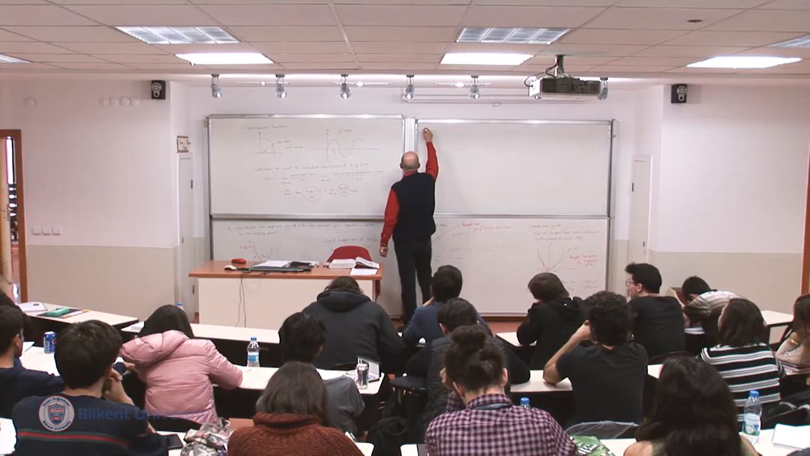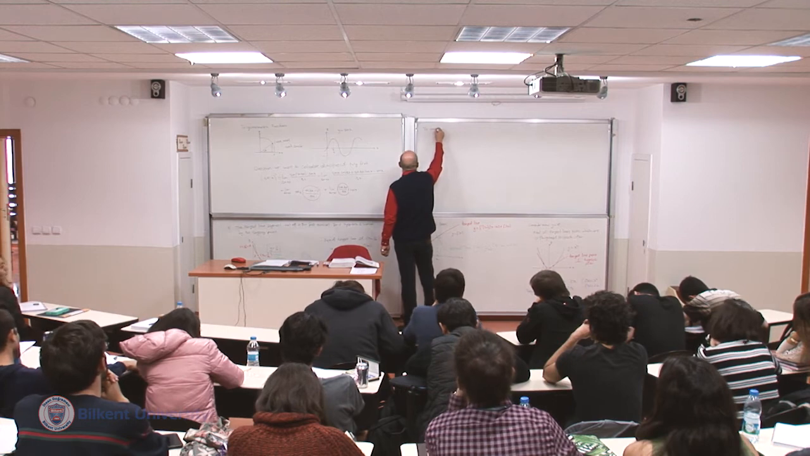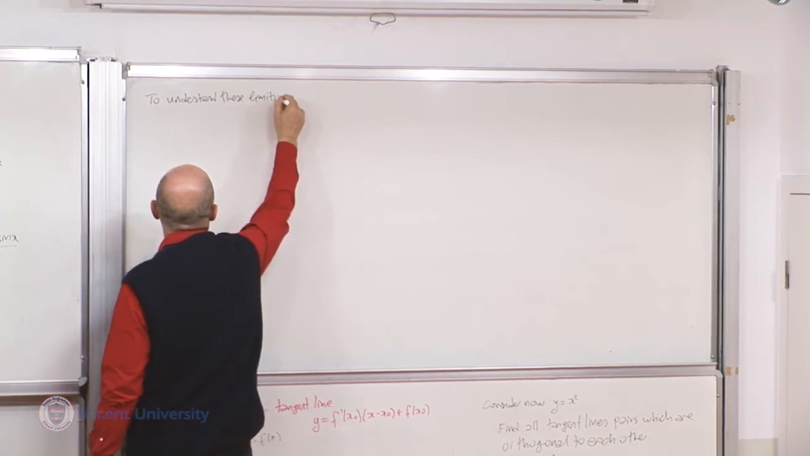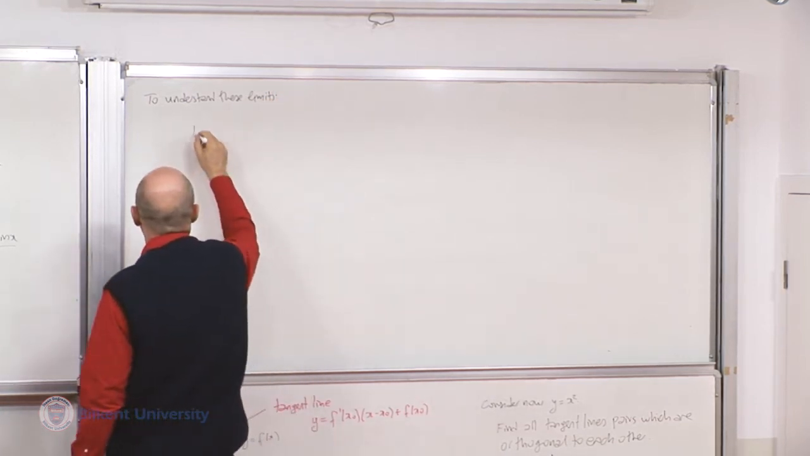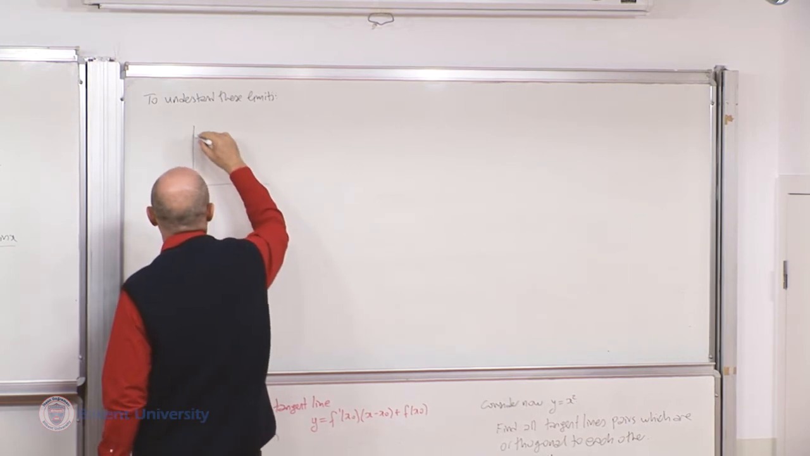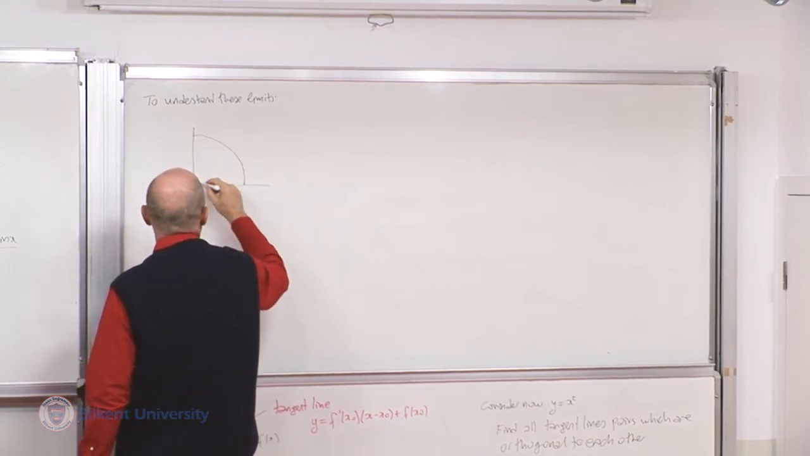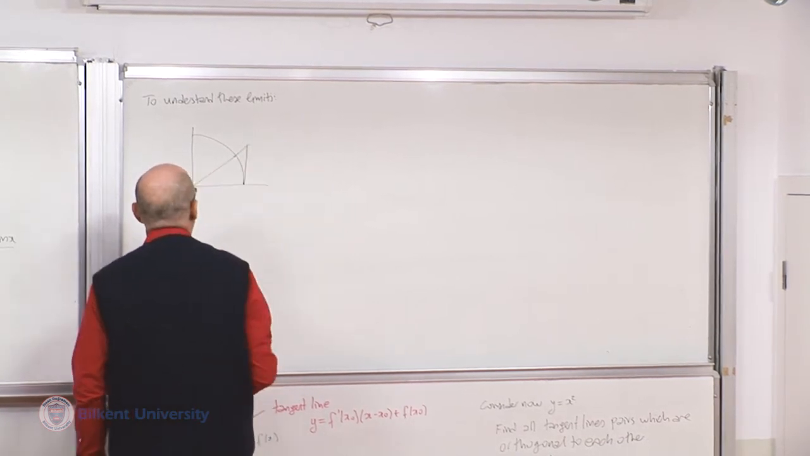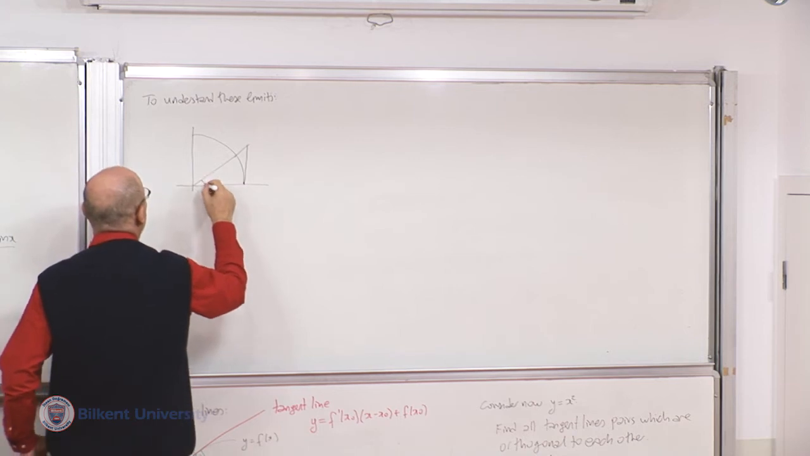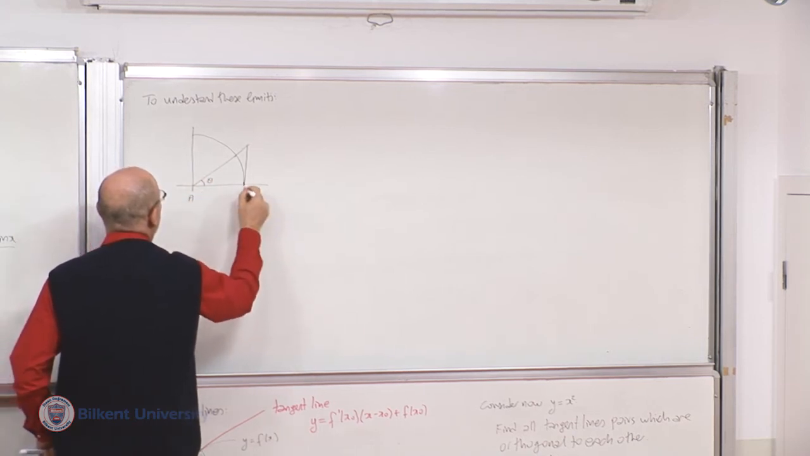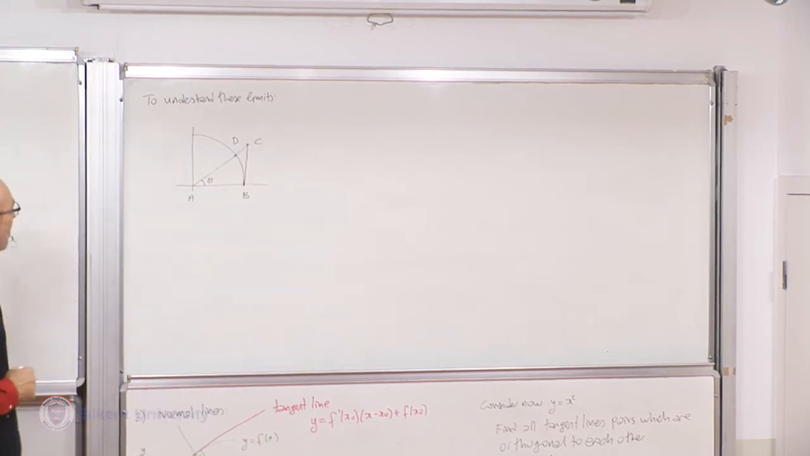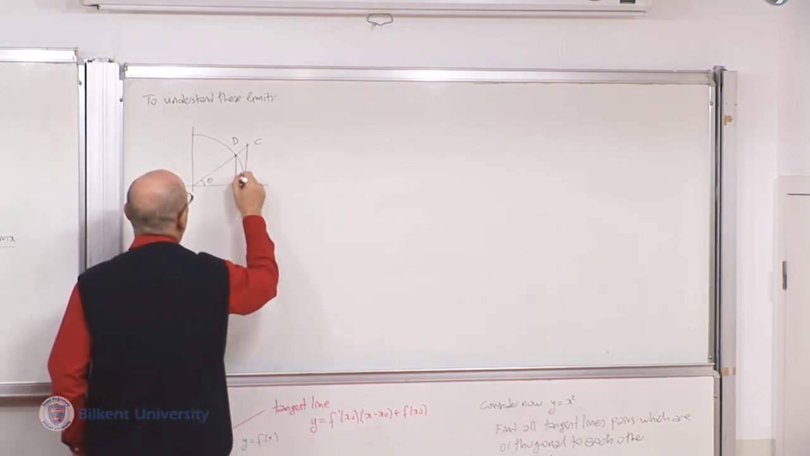To understand these limits, we go to the definition of trigonometric functions. Let me give everything a name. So this is theta, this is A, B, C, D. And I think I also need this E.